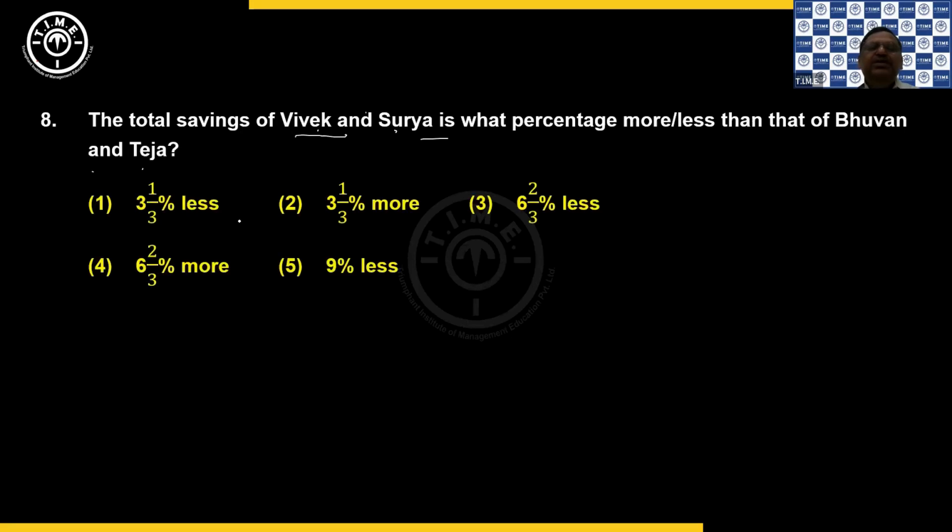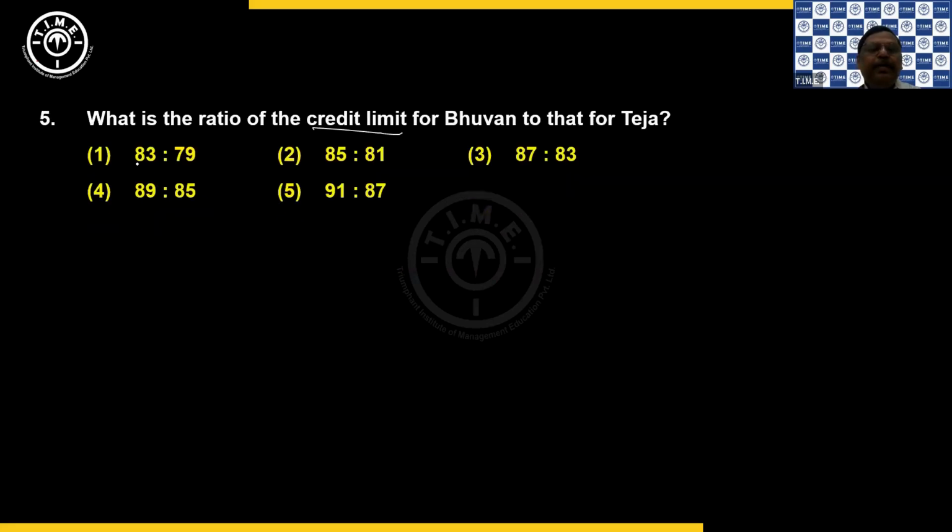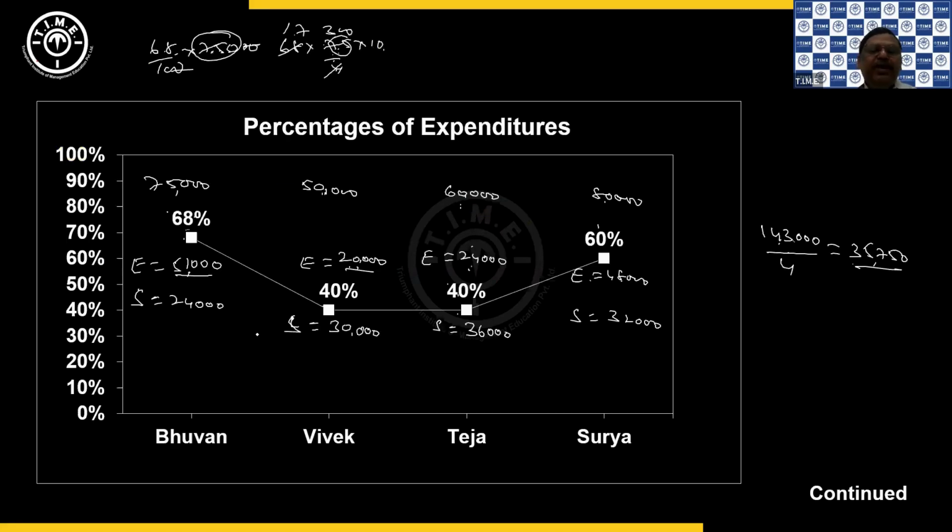So what is the second question asking about? Vivek and Surya, how much more or less than Bhuvan and Teja? Vivek, Surya, savings. Vivek is saving 30,000. Surya is saving 32,000. Their savings is 62,000. This is how much more than Bhuvan and Teja? See, 30, 32, 62. This will be 24 and 36, 60.